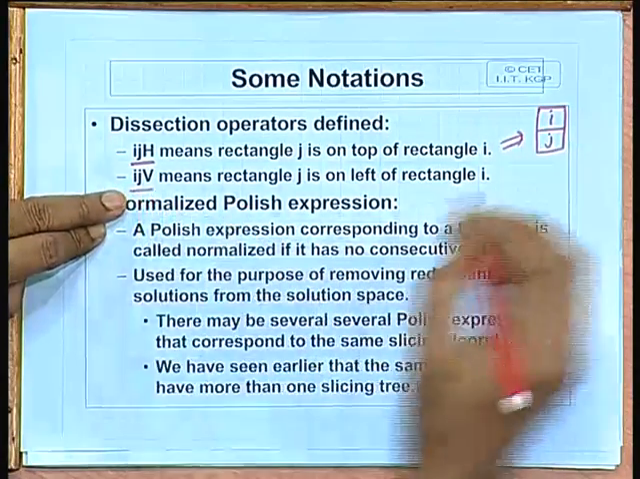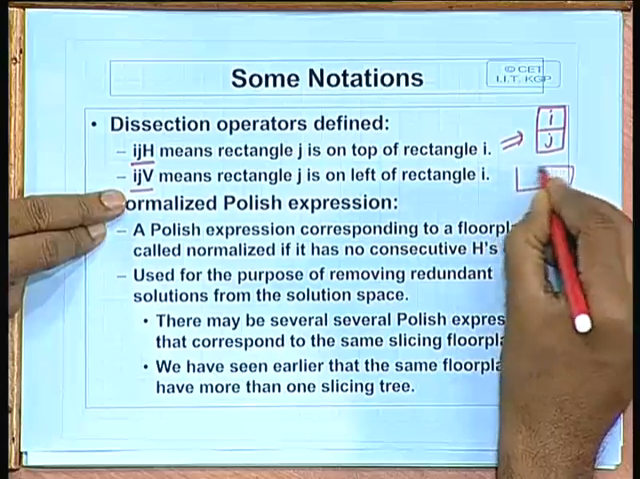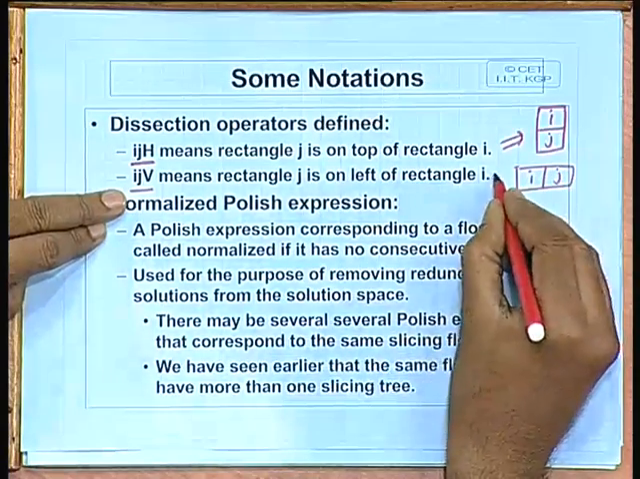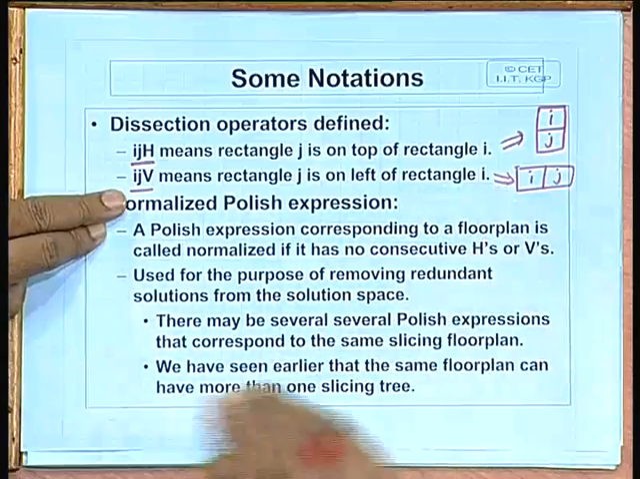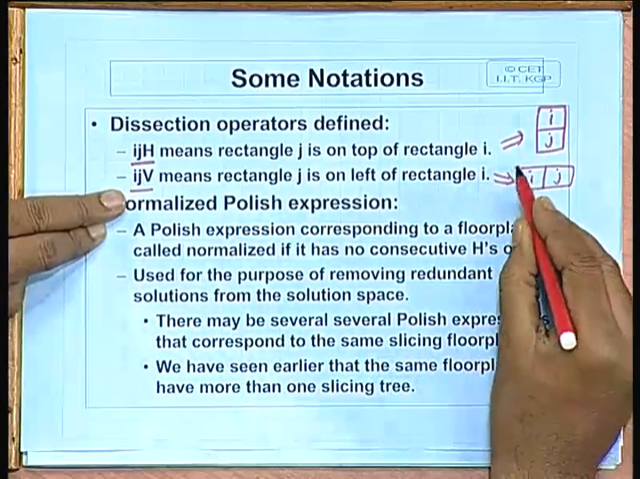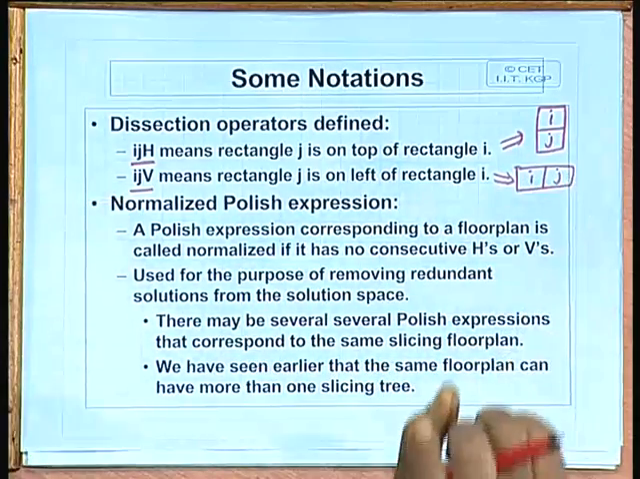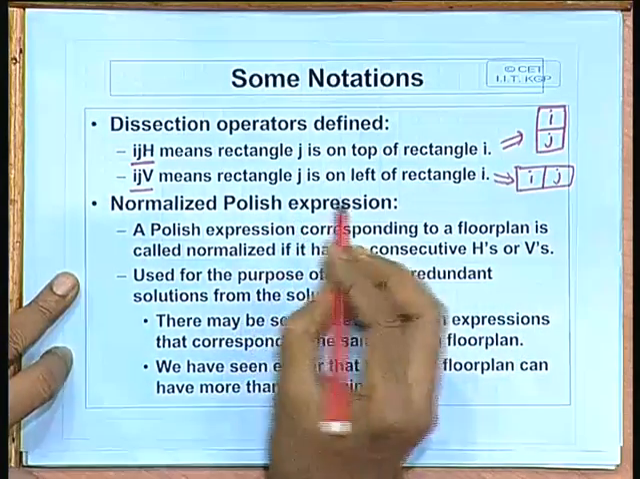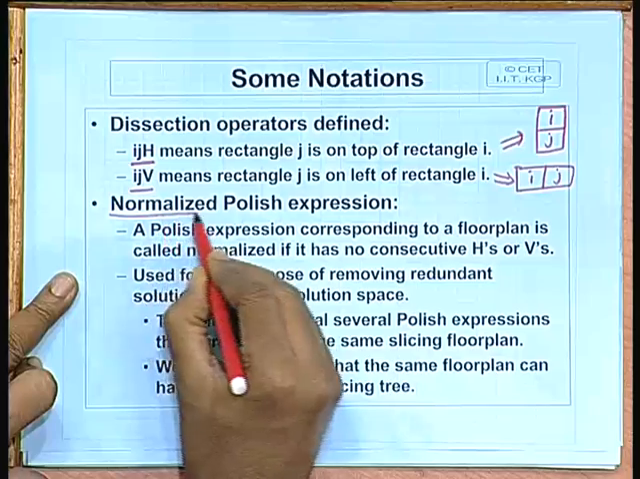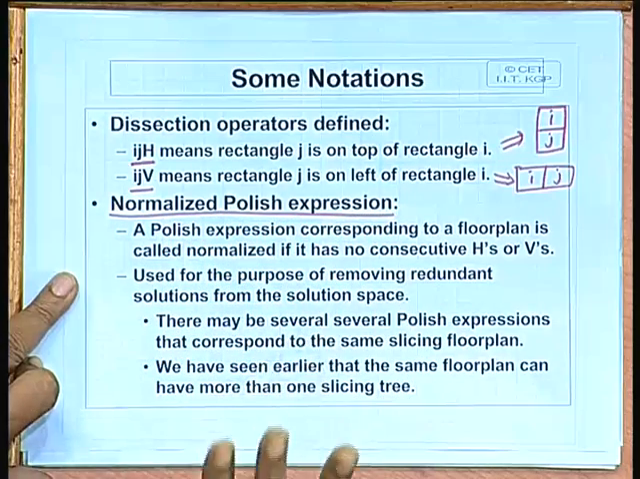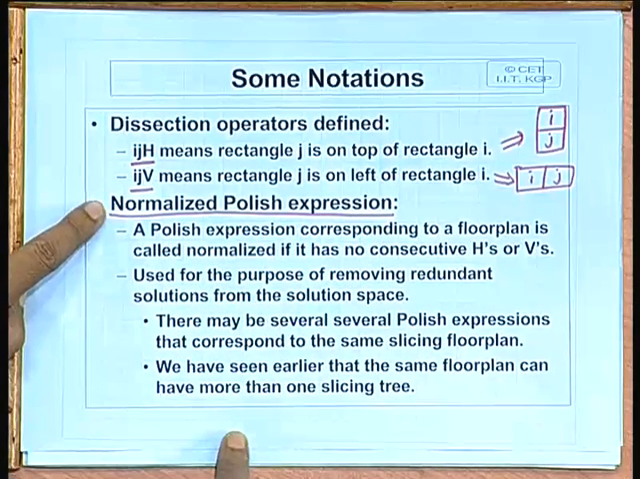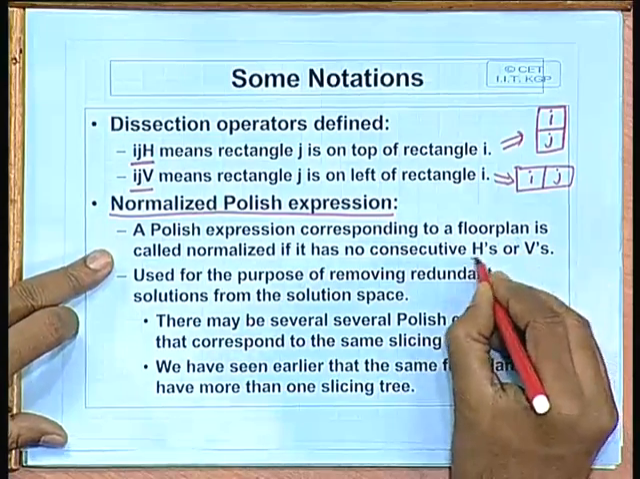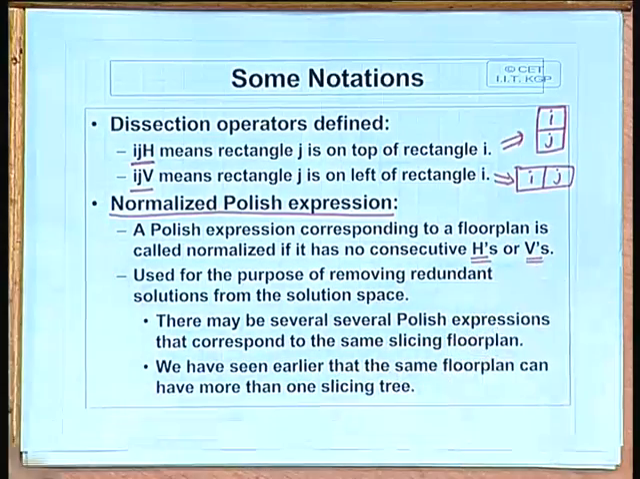Similarly, I, J, V means I is on the left of J, there is a vertical slice, right. And due to some reason which you will be understanding slowly, we only consider normalized Polish expressions in this problem. A normalized Polish expression means a Polish expression which does not have consecutive H or consecutive V.